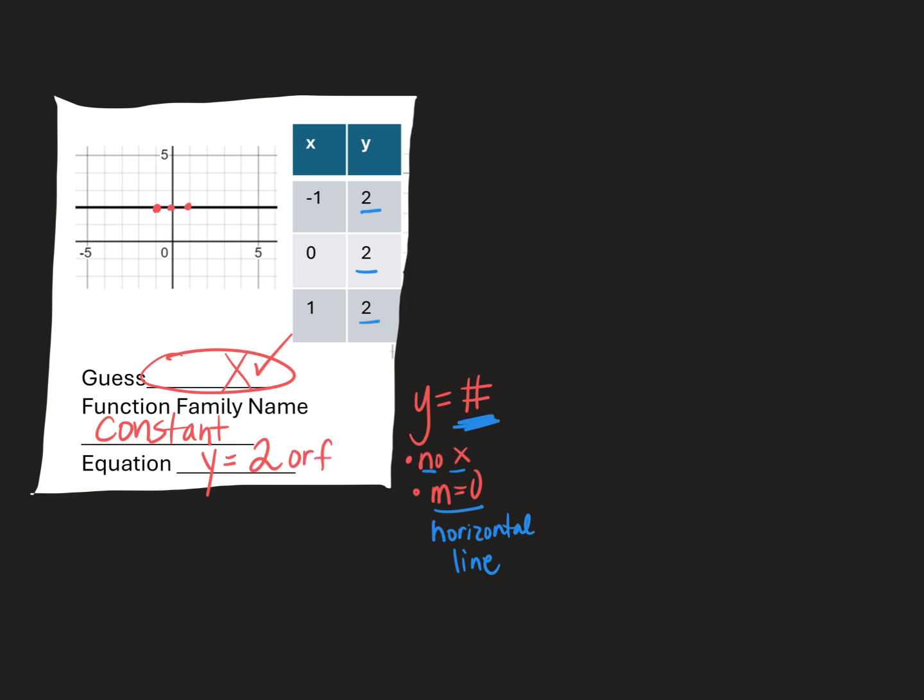I'm going to put f of x equals y. Excuse me, f of x equals 2. F of x does equal 2. And I'm going to put arrows on the end of this, so make sure you have arrows.